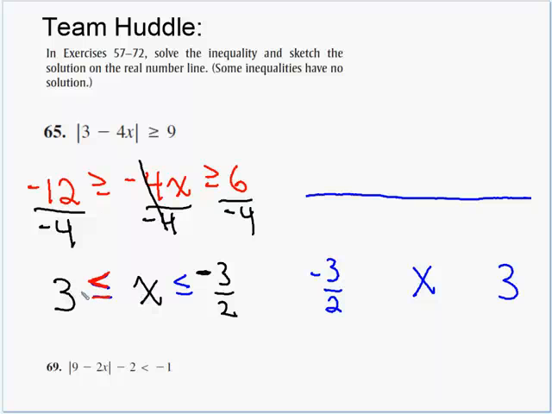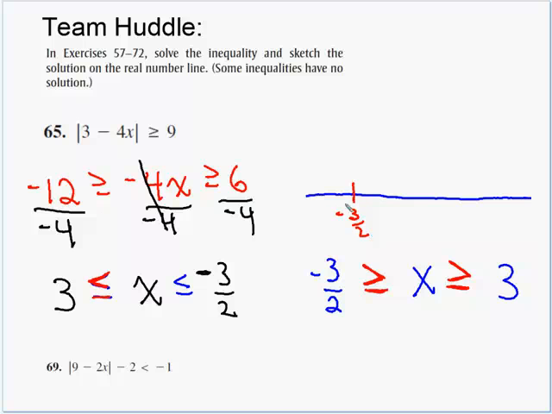Between the 3 and the x, the alligator is going to eat the x. Between the x and the negative 3 halves, the alligator's eating the negative 3 halves. So when we rewrote the inequality this way, we have reversed our inequalities yet again. It doesn't matter. You don't need to do that when we graph it.